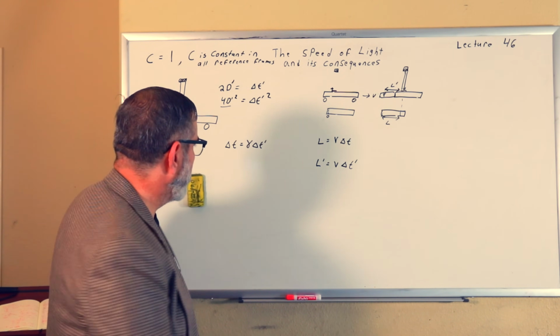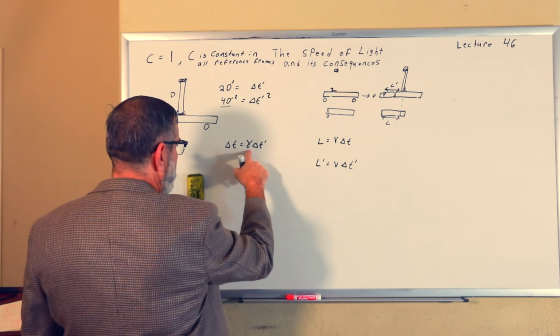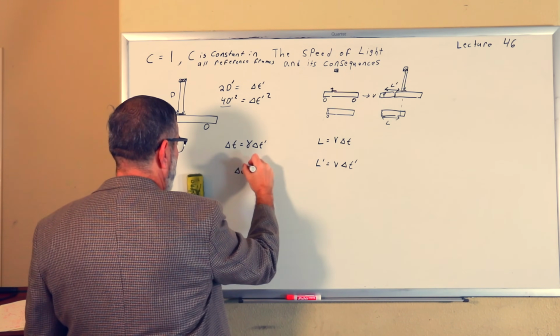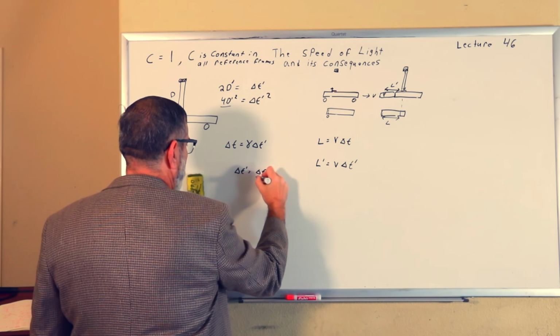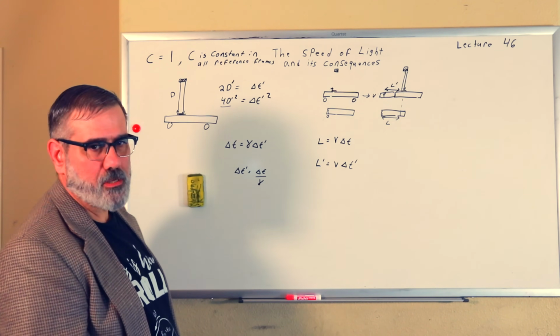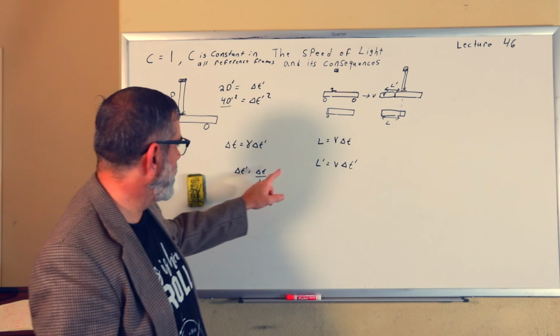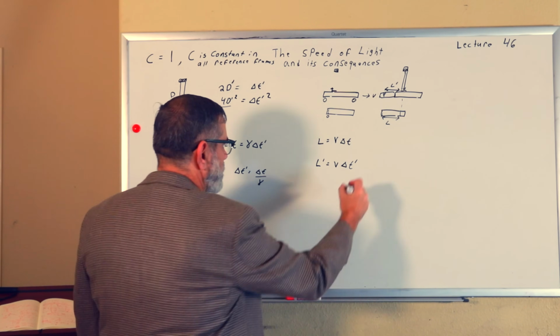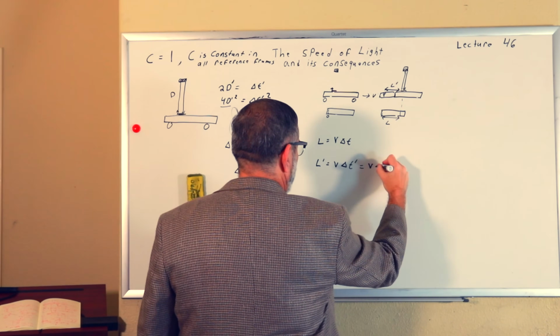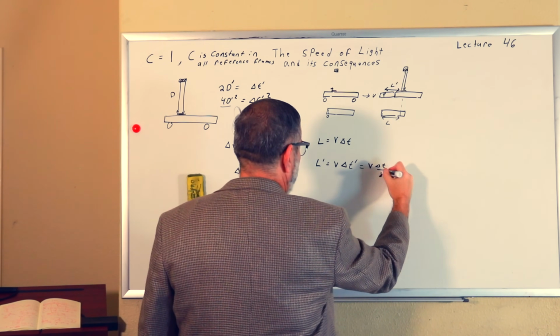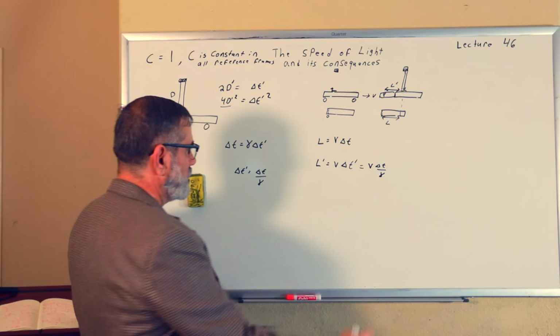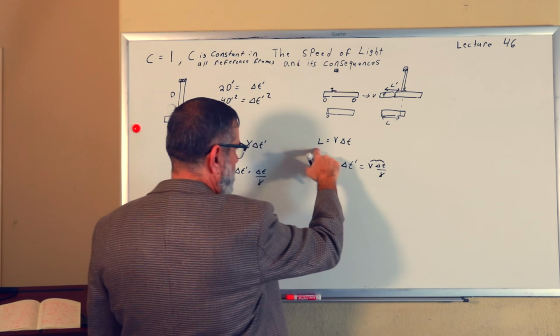I'm going to replace delta t prime. I can rewrite this as delta t prime equals delta t divided by gamma. I just divide the gamma out to the other side, right? And then I can substitute in for delta t prime right here. So this is equal to v delta t divided by gamma. But v delta t, this little piece here, is just L, right?